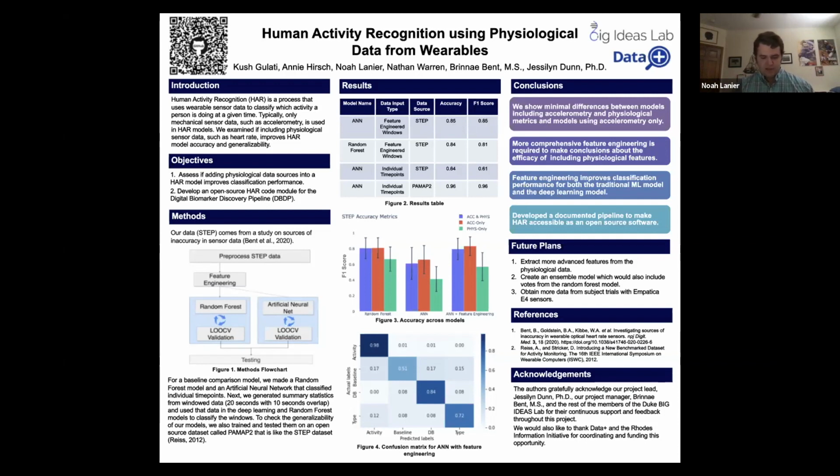Okay. And so last, we just want to acknowledge everyone that helped us do this, because we needed a lot of help. The first thing, Dr. Jesselyn Dunn, who leads the Big Ideas Lab that created the Digital Biomarker Discovery Pipeline. Without her, we wouldn't be having context to work on the problem. Brene Bent for all her mentorship and dealing with our constant confusion. And the rest of the members of the Duke Big Ideas Lab for providing feedback on how we can make our project better. And also thanks to Data Plus and the Roads Information Initiative for providing the organization so projects like these could happen in the first place.